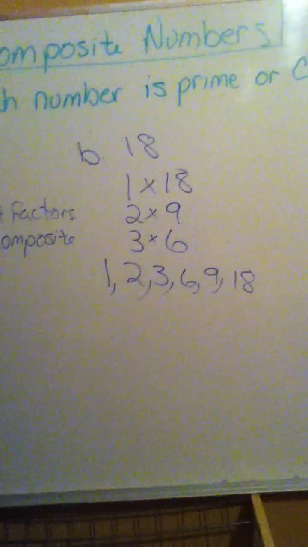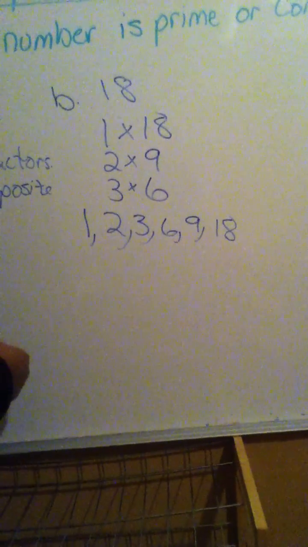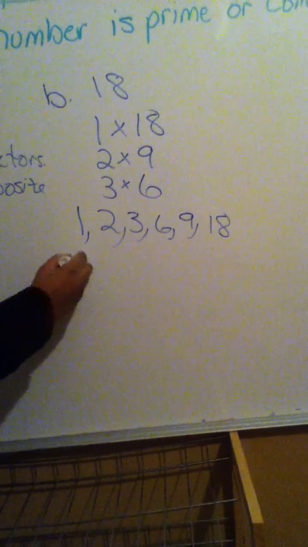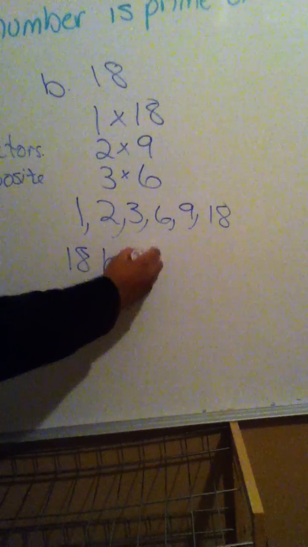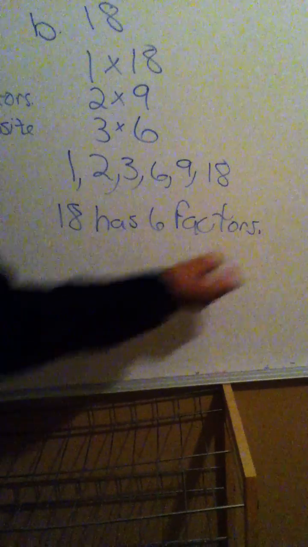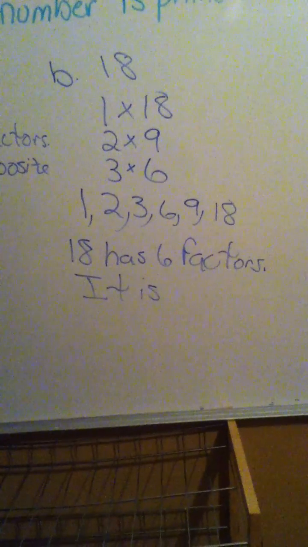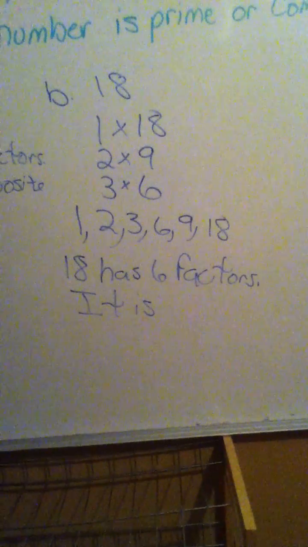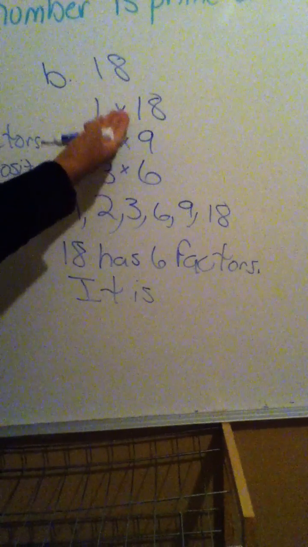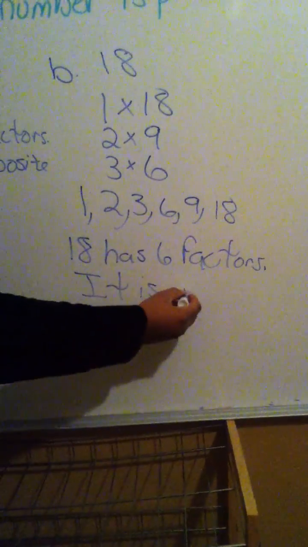Let's go back over here. I put my factors in order from least to greatest. I'm going to count my factors now. 1, 2, 3, 4, 5, 6. 18 has 6 factors. Prime numbers only have 2 factors, 1 and itself. Prime numbers would stop here, 1 and 18, that's it. But this one has all of these factors, 6 factors. That means this must be composite.